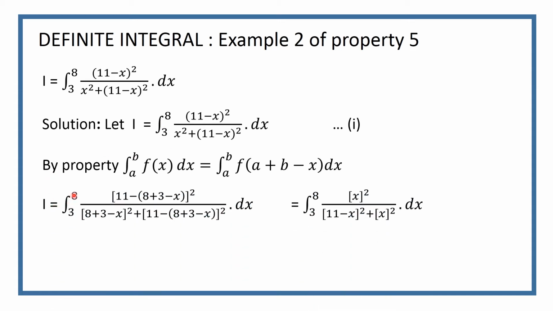So I equals integration 3 to 8 (11 minus (8 plus 3 minus x)) whole square upon (8 plus 3 minus x) whole square plus (11 minus (8 plus 3 minus x)) square dx. Okay, so instead of x, we have substituted a plus b minus x everywhere over here. A is 3, b is 8, and then minus x. So what will we get? Integration 3 to 8 x square upon (11 minus x) whole square plus x square dx. Okay. So we get integration 3 to 8 x square upon x square plus (11 minus x) whole square dx, and we call this equation number 2.